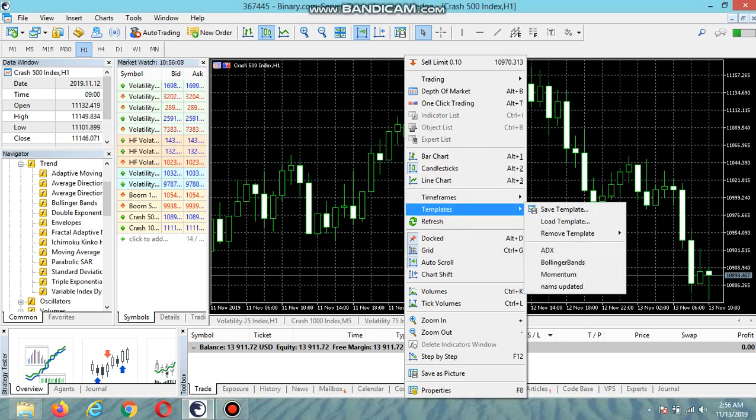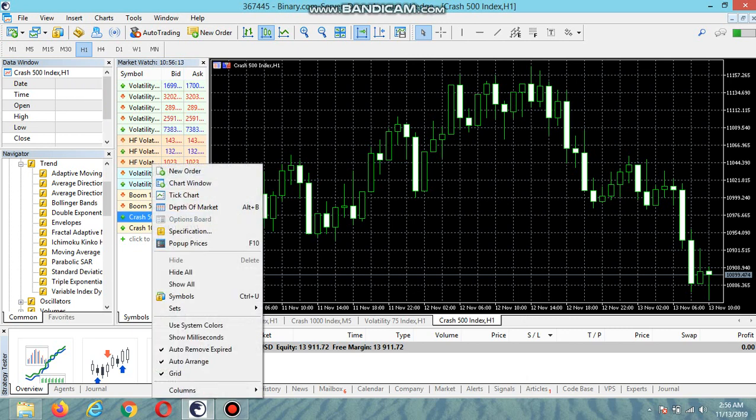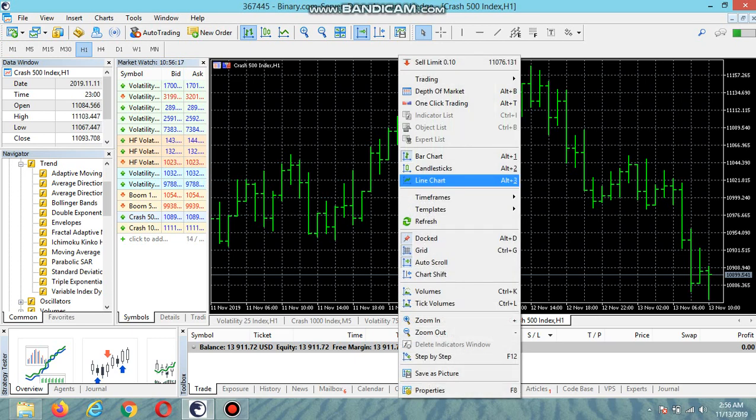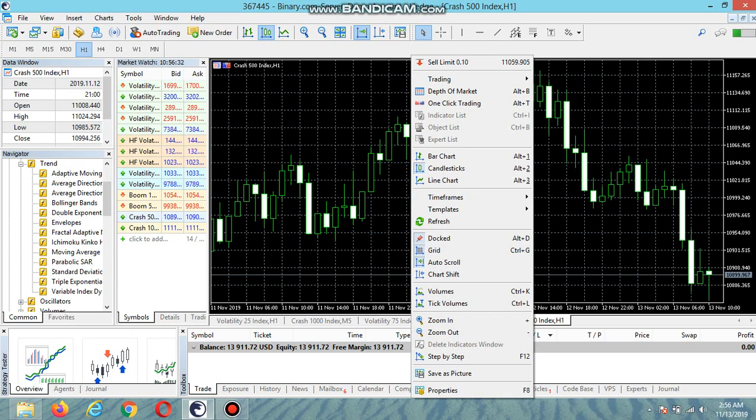So now this is very simple. This is the first thing you want to see when you come to Crash 500. Chart window, you select candlesticks. I'm just going to be teaching you something very simple in trading Crash, which you are going to be using from the 1 hour time frame or the 30 minutes time frame. So you're going to exercise a lot of patience.